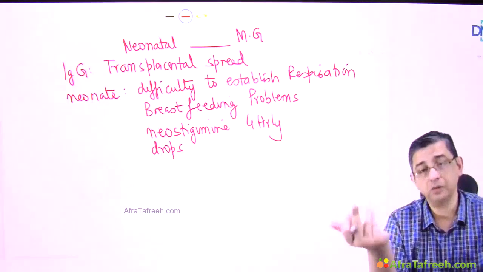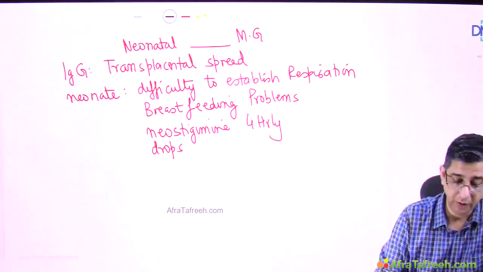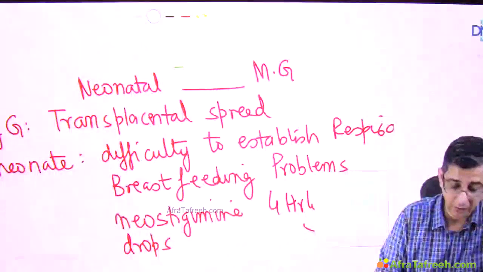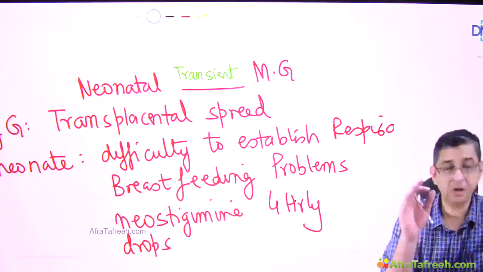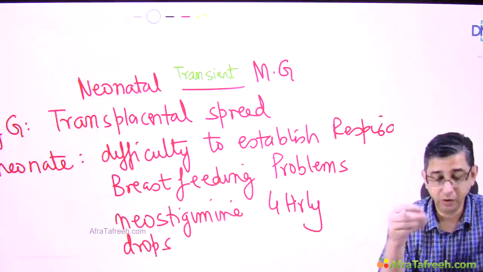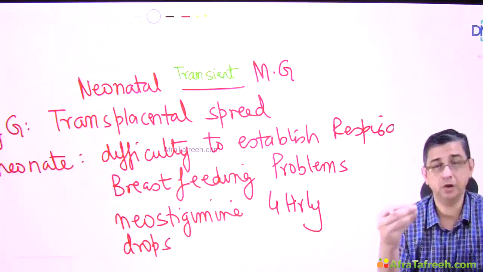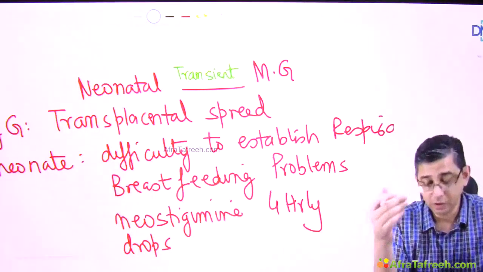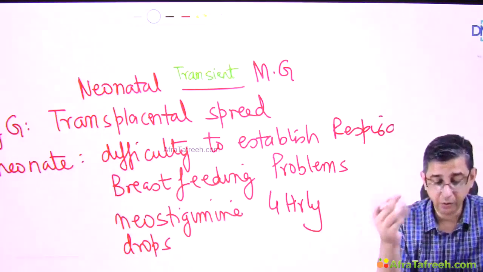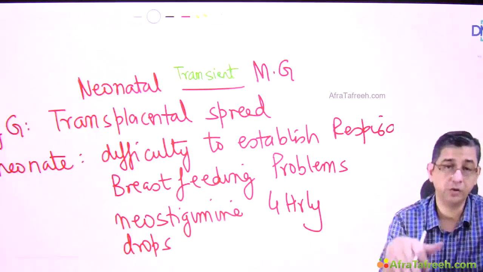That gives confidence to the mother, and that explains why it is written in textbooks and in MCQs neonatal transient myasthenia gravis, which means that after 4 weeks this child will not suffer from any problems because the antibodies will be cleared by the immune system of the child. This explains why it is written that neonatal transient myasthenia gravis has a good prognosis.